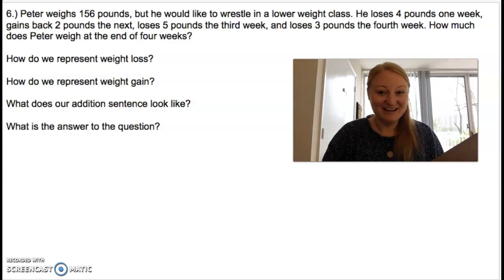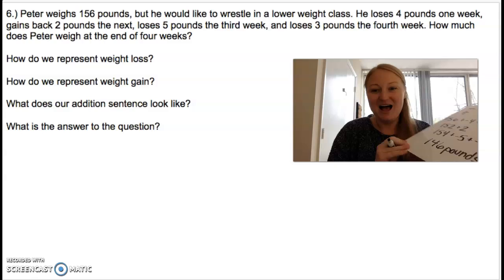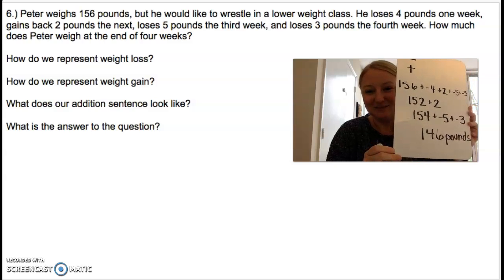All right, are you ready? Remember, when you're adding integers with different signs, you're just subtracting, and you're keeping the sign of the integer with the greater absolute value. So I had 154 plus -5 plus -3. I would end up with 146 pounds.